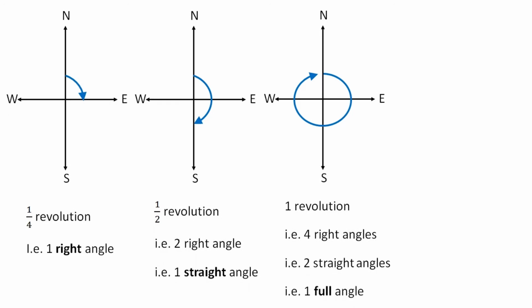Next, I am going to tell you how to find the revolution from the compass. The first, north, east, south, west. This is the first part, and the second, and the third, and the fourth. Here only one turn is mentioned, so it is 1/4 revolution. There is only one right angle here. The first figure is marked as 1/4 revolution, so it is one right angle.